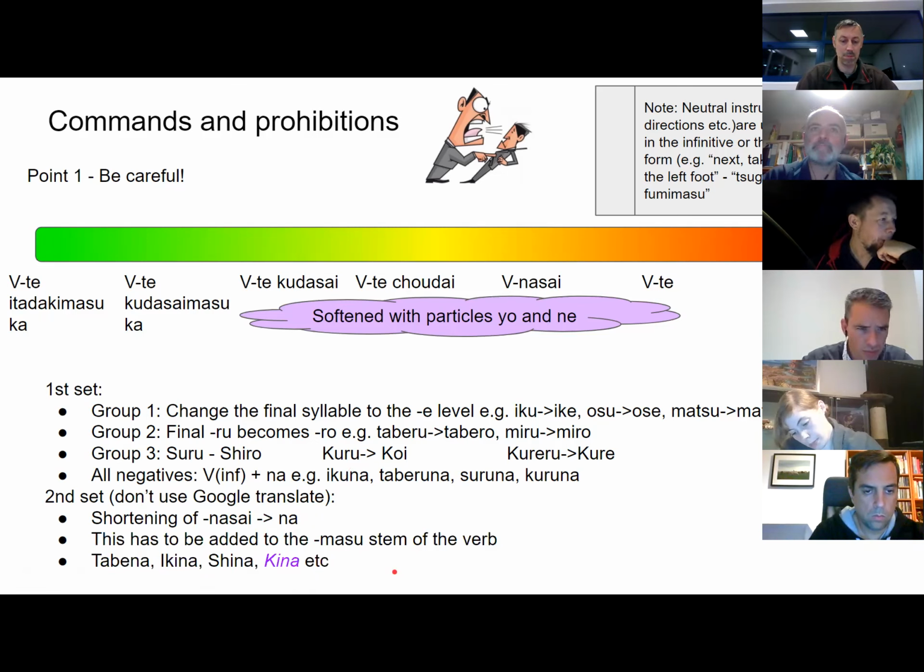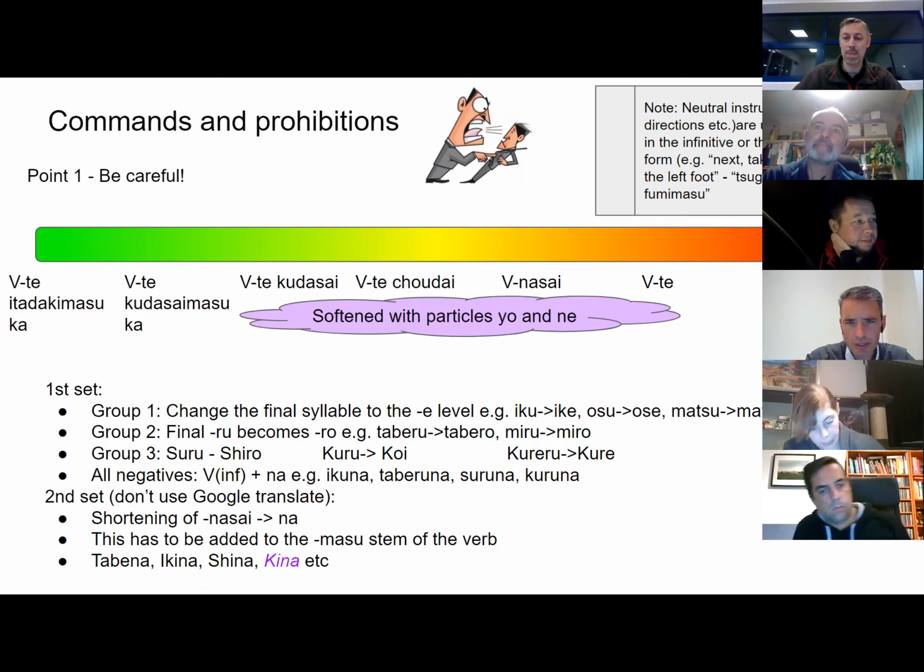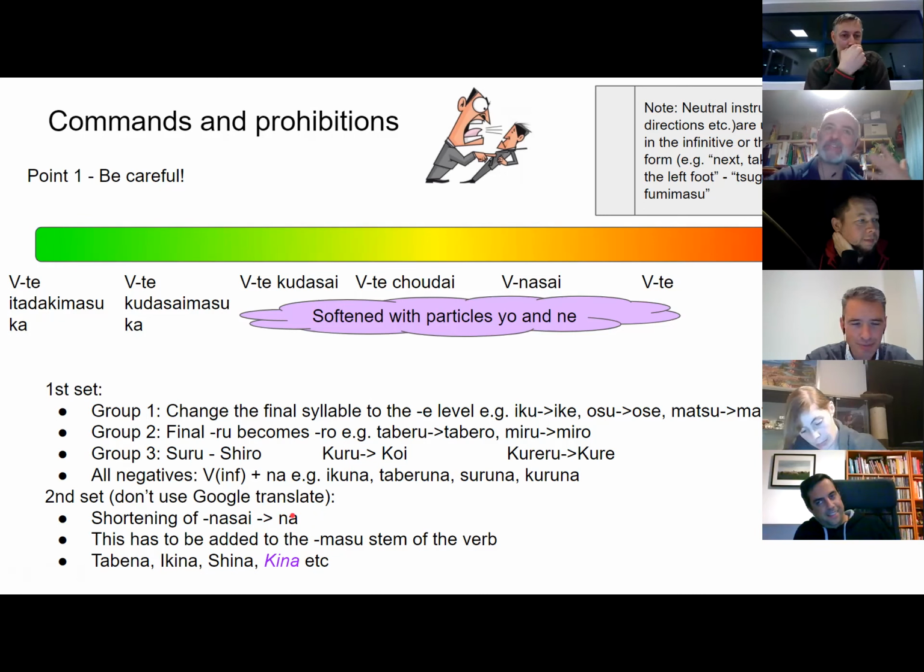Any questions, guys? Is it as dangerous as the first set? No, this is a little bit softer than the first set. This is a little bit more like an invitation to do something rather than a hard command. But ike is really like the ultimate.